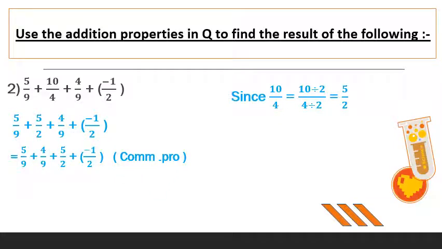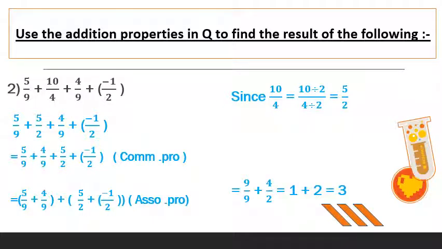Then 5 over 9 plus 4 over 9 plus 5 over 2 plus negative 1 over 2, by the commutative property. Okay, next, the associative property. 5 over 9 plus 4 over 9 with brackets as a grouping, plus 5 over 2 plus negative 1 over 2 with brackets as a grouping, associative property. Then 9 over 9 plus 4 over 2 equals 1 plus 4 over 2. Simplify: equals 2. 1 plus 2 equals 3.